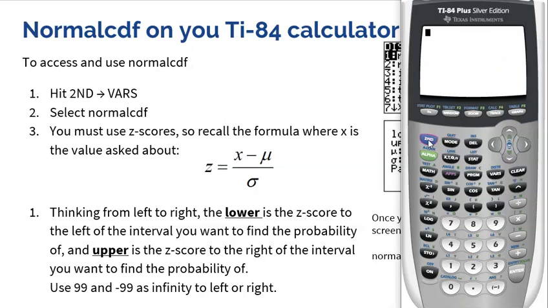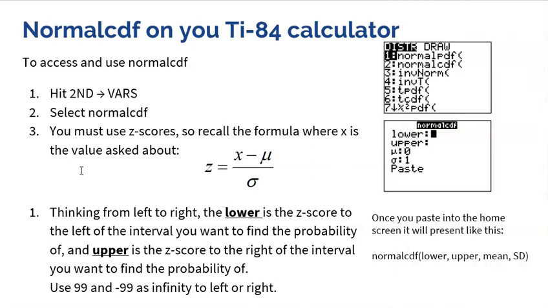All right, so once again, second vars, number 2 here. It's important to keep in mind that the calculator only speaks in the language of z-scores. So when it talks about a lower and an upper value, it's talking about z-scores. So I do need to remember how to calculate a z-score for a given value. It's a very simple formula. It's your value, x, minus the mean divided by the standard deviation. And remember, a z-score by definition is how many standard deviations you are from the mean.